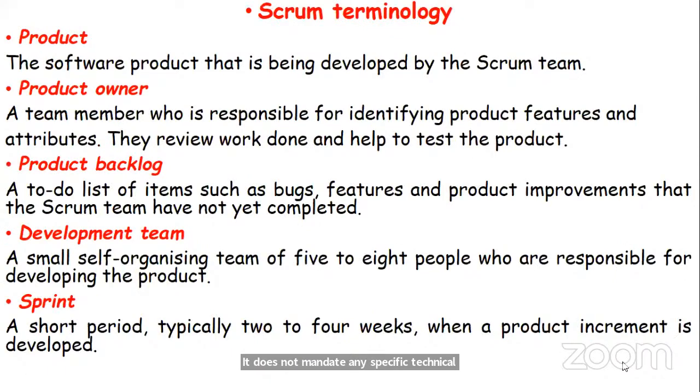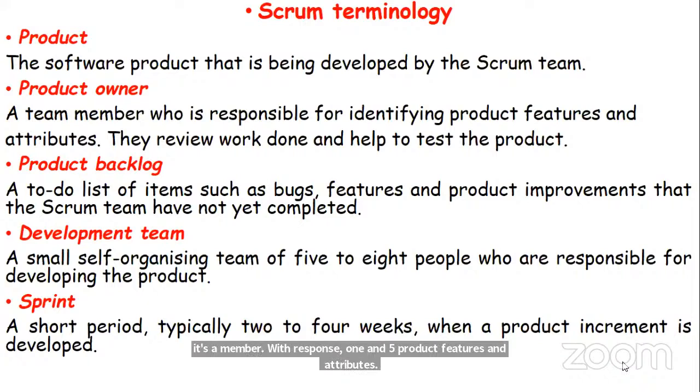So these are the Scrum terminologies. We said that for any engineering endeavor, there must be a product, right? So what is the definition of this product? The software product that is being developed by the Scrum team is called the product. Who is the product owner? A team member who is responsible for identifying product features and attributes, reviewing work done, and helping to test the product.